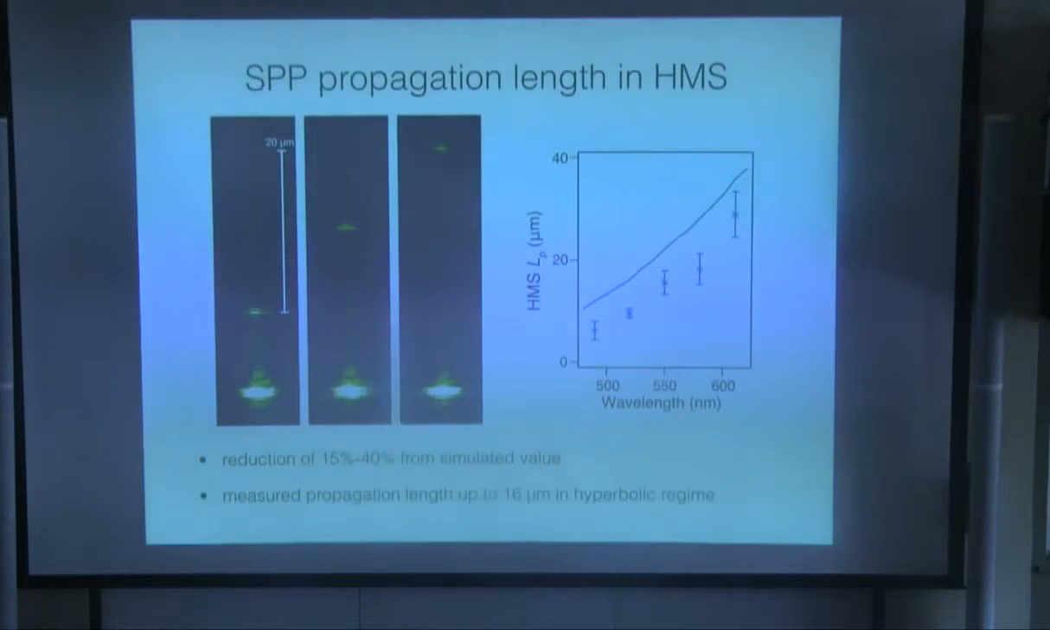What we measure is that although there is some reduction from the simulated value, which is this black line, which would be essentially a perfect surface with no fabrication defects at all, we still observe that we only get a decrease of about 15 to 40% from this perfect system. So this is nice because these plasmons are tightly confined to the surface, and as a result, they're extremely sensitive to any defects that may be there. And indeed, in this hyperbolic regime, we observe up to 16 microns propagation length, which is a couple orders of magnitude greater than that previous 100 nanometers that people saw.